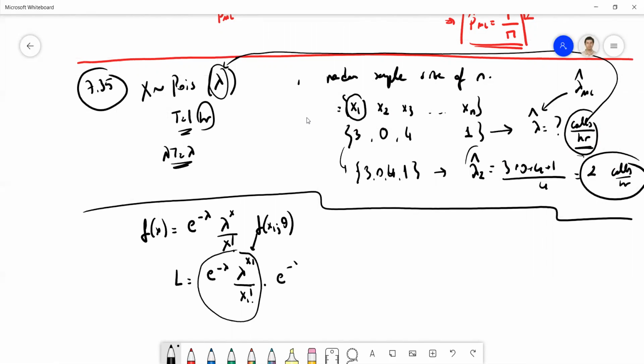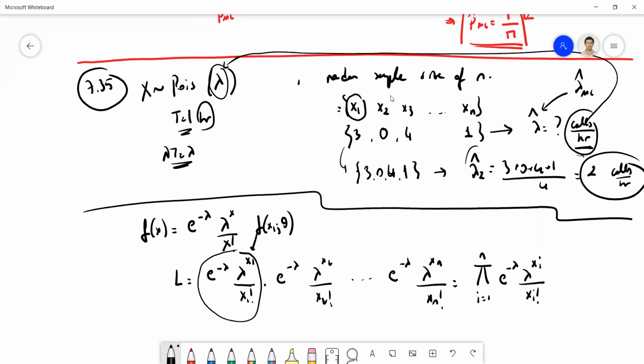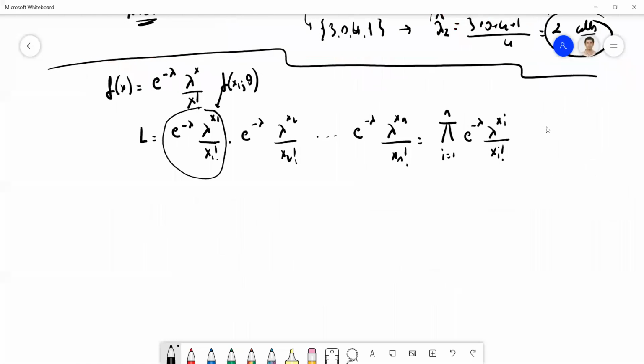Anyway, the second one is going to be lambda to the power x2 factorial, and it goes like this until exponential lambda, lambda to the power xn factorial. Now let's make this look nicer. This is actually a multiplication, using a product, i from 1 to n, exponential minus lambda, lambda to the power xi, over xi factorial. Okay, can we make it look nicer?